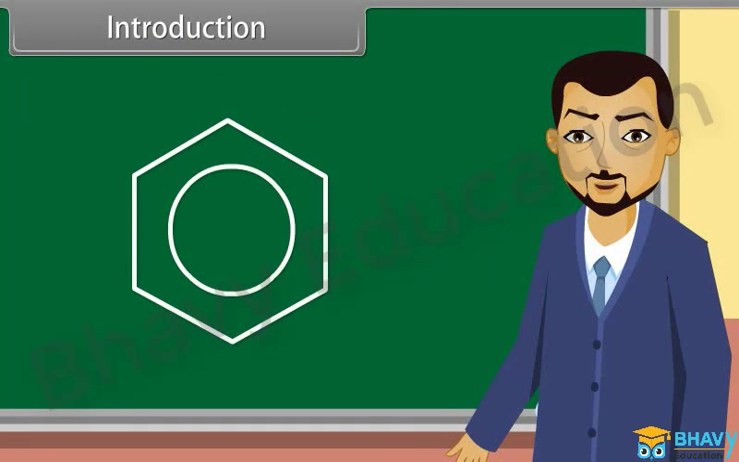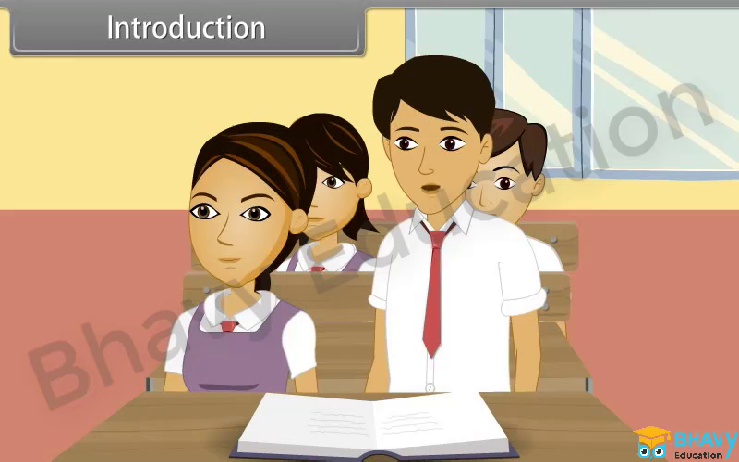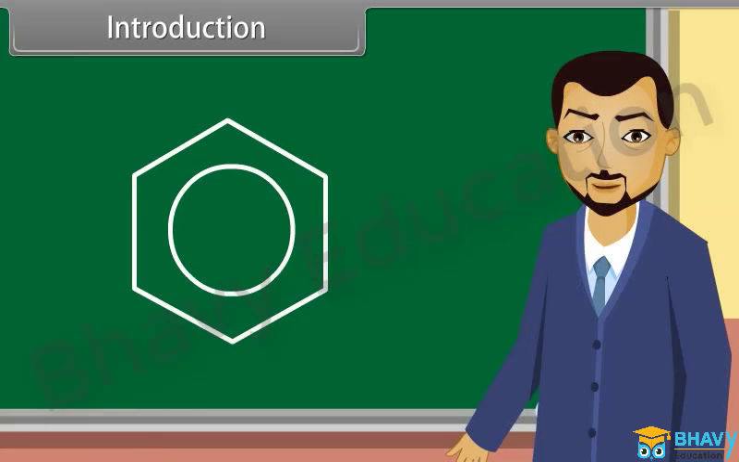Students, look at this structure. Does anyone know what this is? Sir, this is a benzene ring. Correct, a benzene ring. And now, who will define aromatic hydrocarbons?